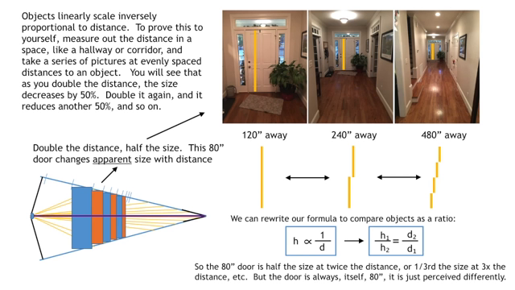Again, we can rewrite our formula to compare objects as a ratio. So with our height being inversely proportional to the distance, we can rewrite as height 1 over height 2 is equal to distance 2 over distance 1. That's just comparing two object heights with two distances to one another. So the 80-inch door is half the size at twice the distance, or 1/3 the size at 3 times the distance, and so forth. But the door is always itself 80 inches. It's just perceived differently. This may seem like a trivial point, but it's important.